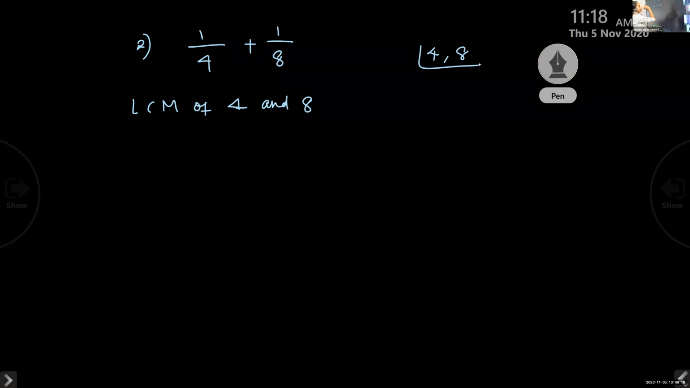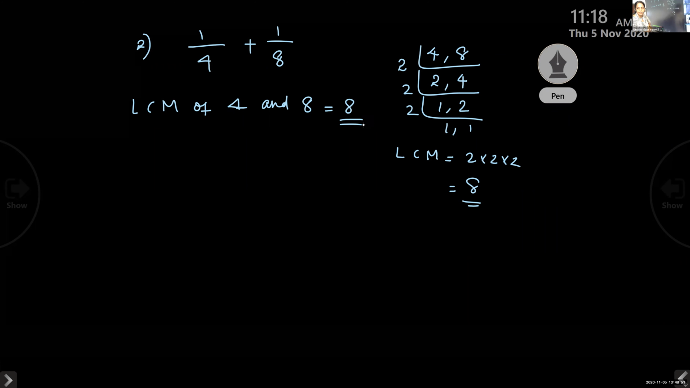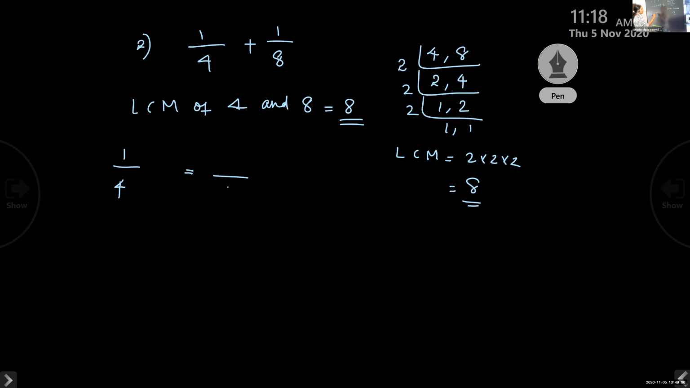Which is the common number? 2. So 2 and 4. Again with 2, 1 and 2. Now with 2, 1, 1. What is the LCM? 2 into 2 into 2 equals 8. Now what will you do? What is your next step? After finding LCM, you take each fraction. First of all, you take 1 by 4. Leave some space and write by 4 like this.